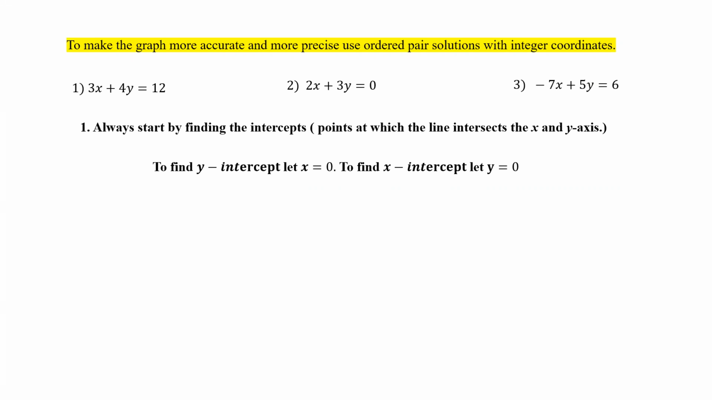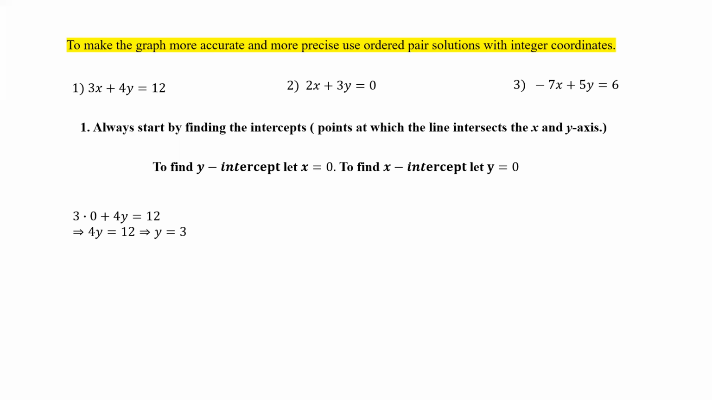To start, I will always find the intercepts, points at which the line intersects the x and y axis. Quick reminder, to find the y-intercept, we let x be equal to 0 and solve the equation for y. And to find the x-intercept, we let y be equal to 0 and solve the equation for x. So let's start with our first example.